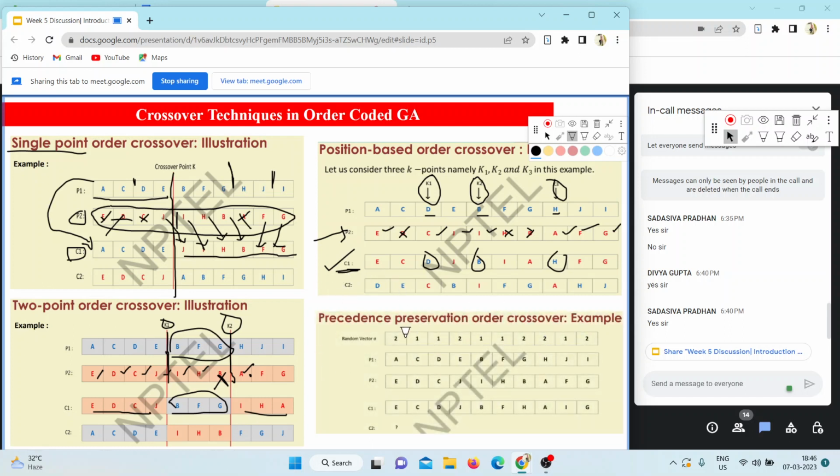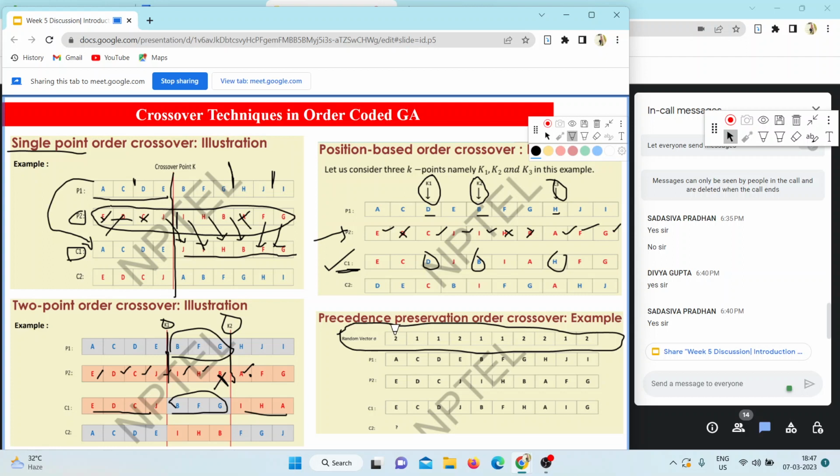And this is the last crossover, that is called precedence preservation order crossover. Here it is like your uniform crossover in binary coded GA. Here a mask is provided, like in binary coded GA. You make this mask by tossing a coin, and if head or tail comes, you take a decision on which parent to select from. So here this is your mask. According to this mask you will select the child's solution.